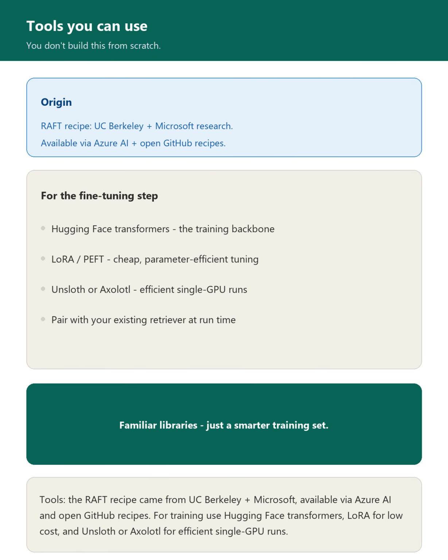Now the tools. You do not need to invent this from scratch. The original RAFT recipe came from a Berkeley and Microsoft research collaboration, and it is available through Microsoft's Azure AI ecosystem and open recipes on GitHub. For the fine-tuning step you can use familiar libraries like Hugging Face transformers, parameter-efficient methods like LoRA to keep costs low, and frameworks such as Unsloth or Axolotl to run the training efficiently on a single GPU.